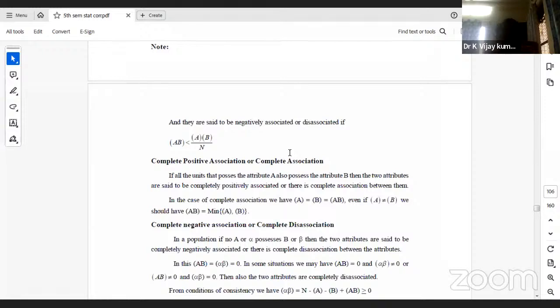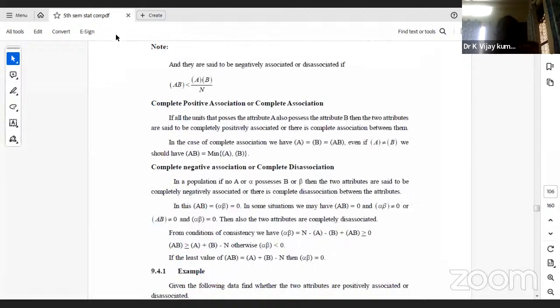So we take complete positive association, or complete association. In this, all the units that possess A also possess the attribute B. Then the two attributes are said to be completely positively associated, or there is complete association between them. In the case of complete association, we have AB equal to A when A is not greater than B, and AB equal to B otherwise. We write AB equal to minimum of A comma B within brackets.